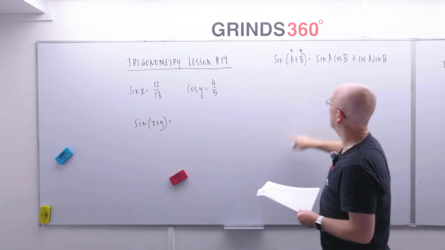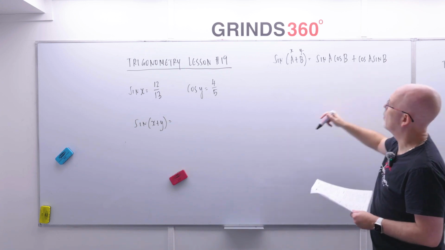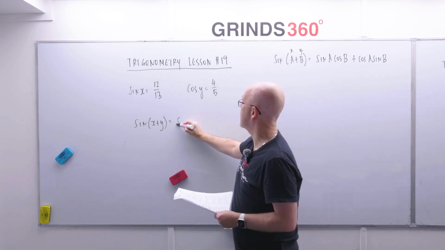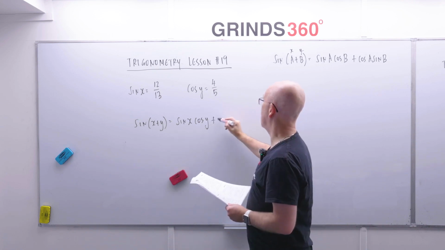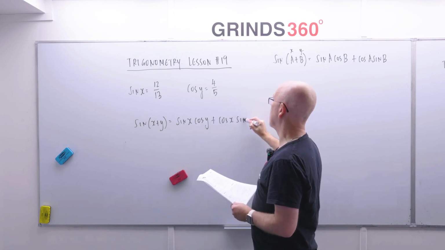I'm trying to find sine of x plus y. So these are both going to be x, they're both going to be y's. So I'll get sine x cosine y plus cosine x sine y.